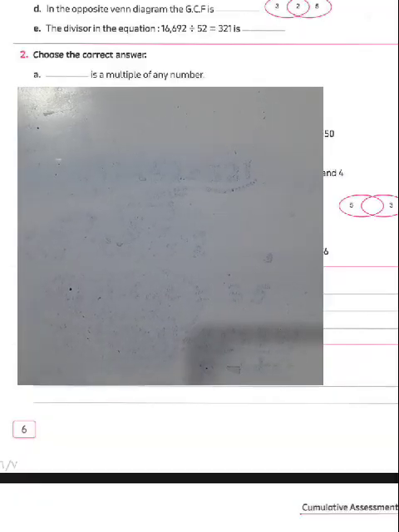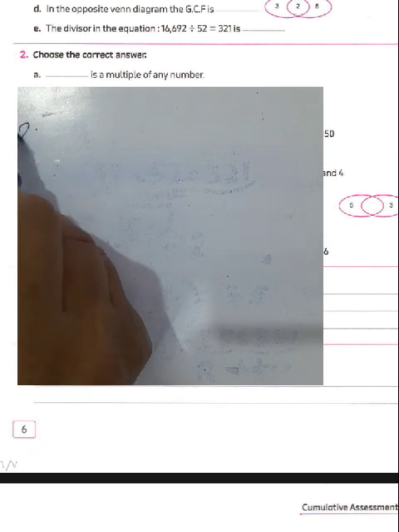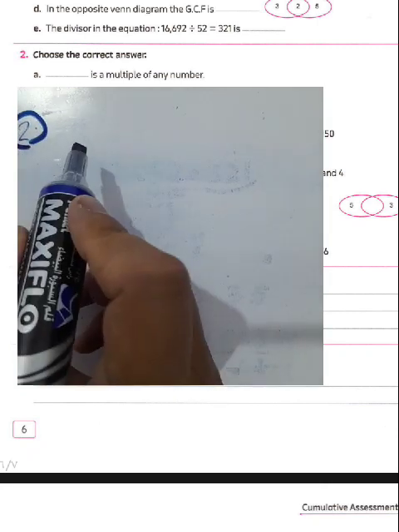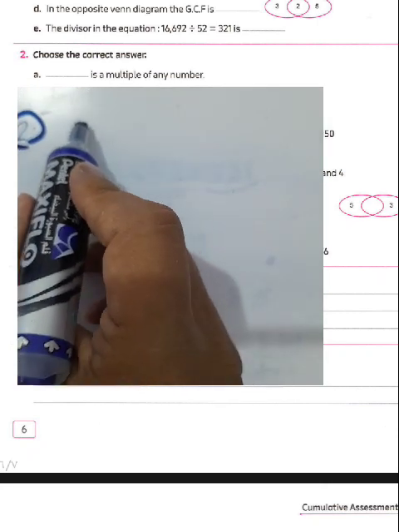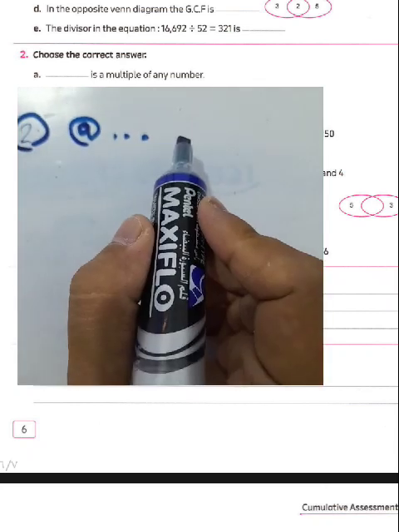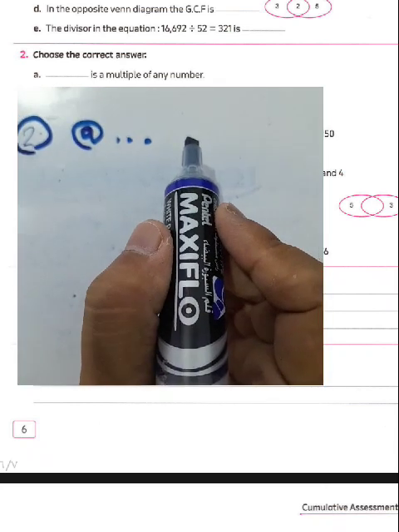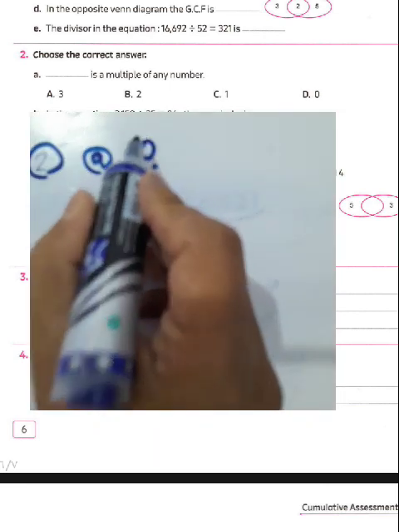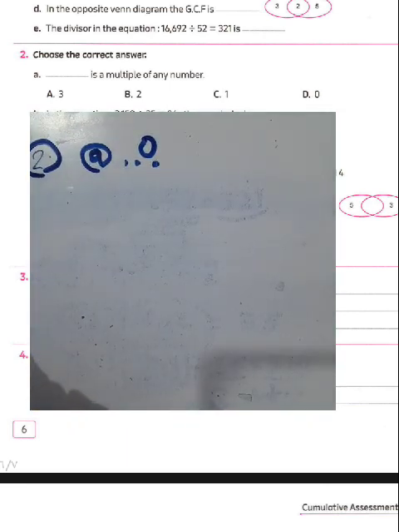Complete question number 2. Choose the correct answer. Blank is a multiple of any number. Who can tell me the multiple of any number? Think with me: 3 or 2 or 1 or 0. 0 is the multiple of a number. We can write 0 for letter A.